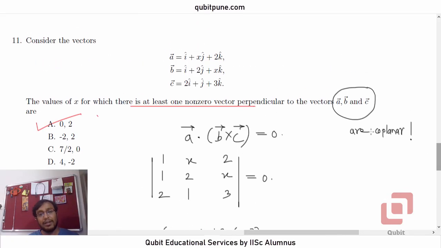It's a fairly simple problem. But you have to first realize what exactly the problem is telling you, and what conclusion you can draw from it based on the information that you already know about coplanar vectors or vectors in general. That's question 11.